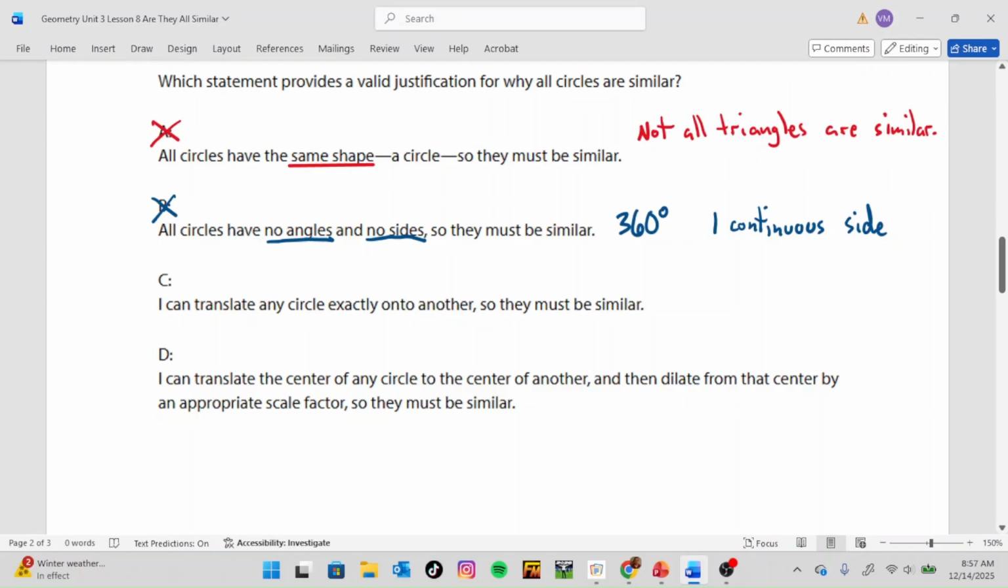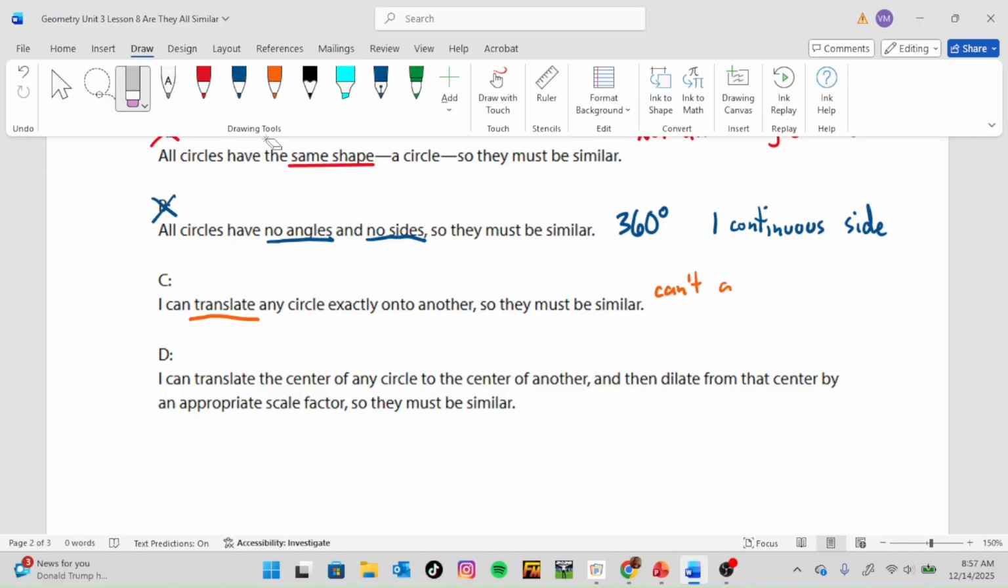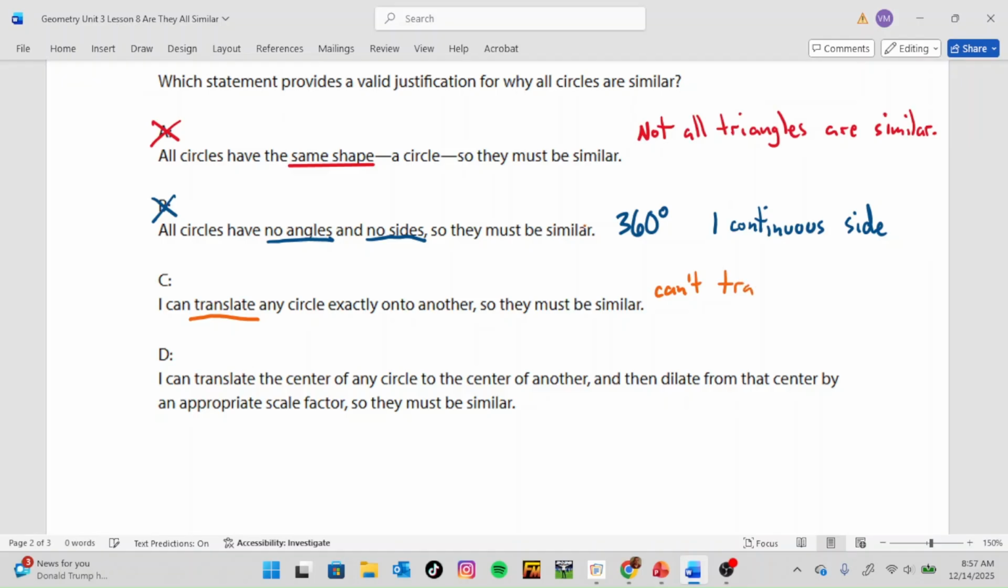So we're down to option C. It says I can translate any circle onto another, so they must be similar. Well, the key here is that we're saying that we can translate. When you translate, you're not changing the size. So you can't translate different size circles onto each other.